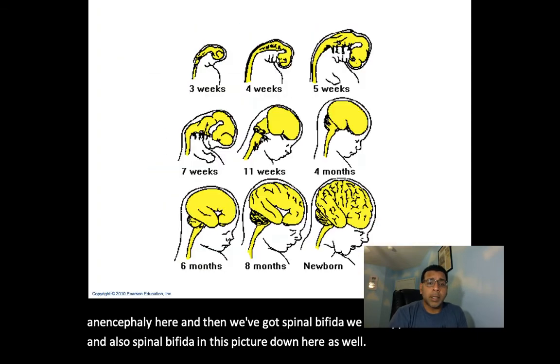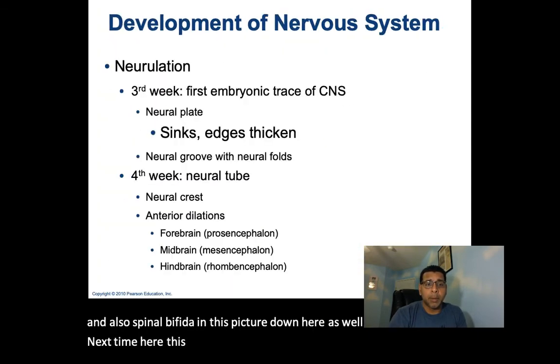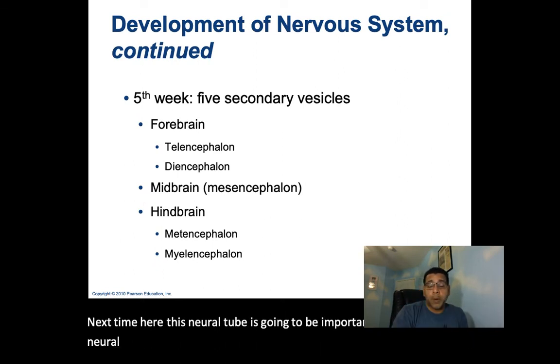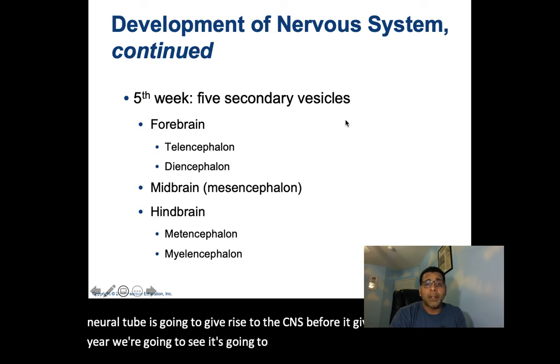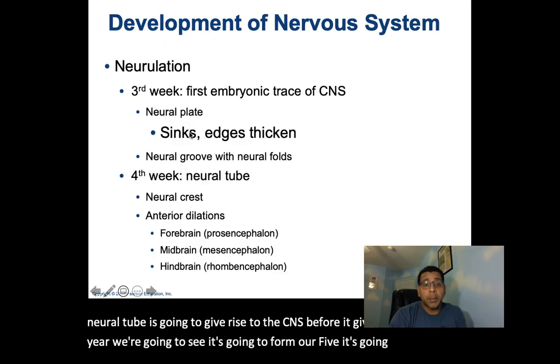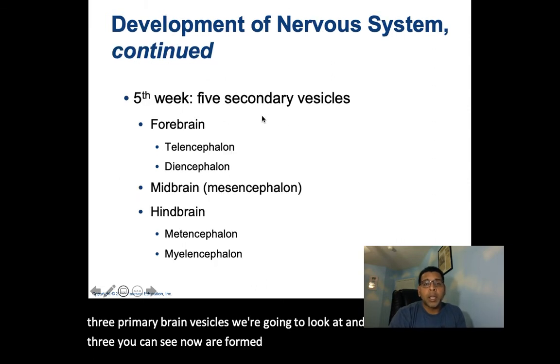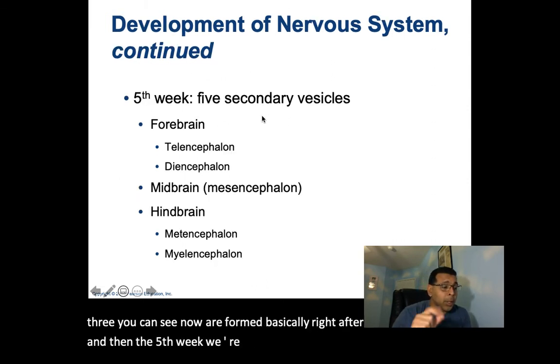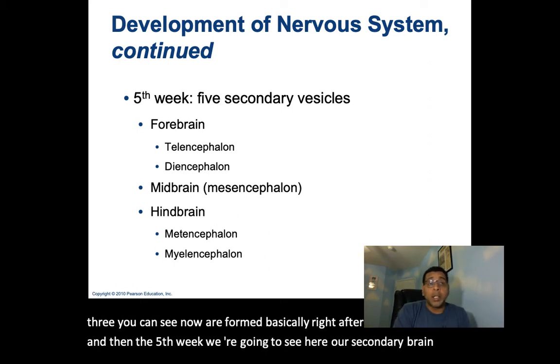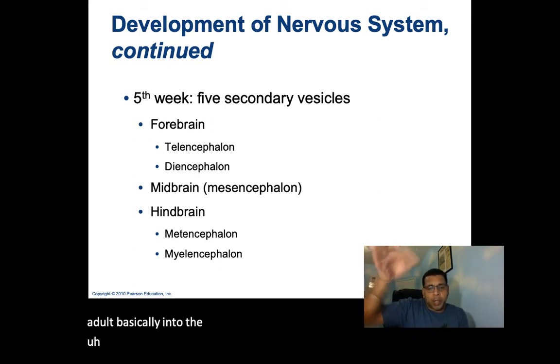Next then, this neural tube is going to be important because it is going to give rise to the CNS. But before it gives rise to the CNS, it's going to form first our three primary brain vesicles. Those three are formed right after the 4th week. And then in the 5th week, our secondary brain vesicles are going to appear, and they're going to differentiate into the adult brain structures that we're going to eventually have.